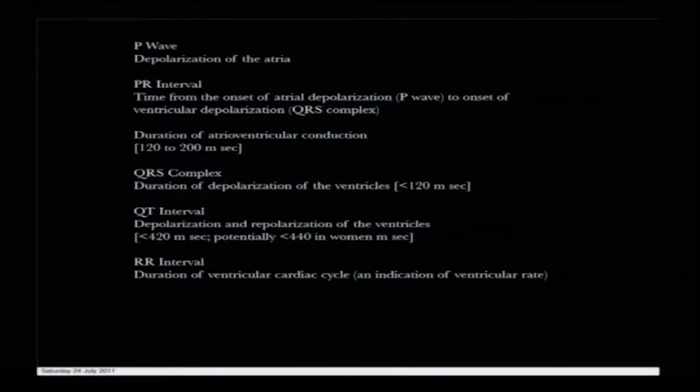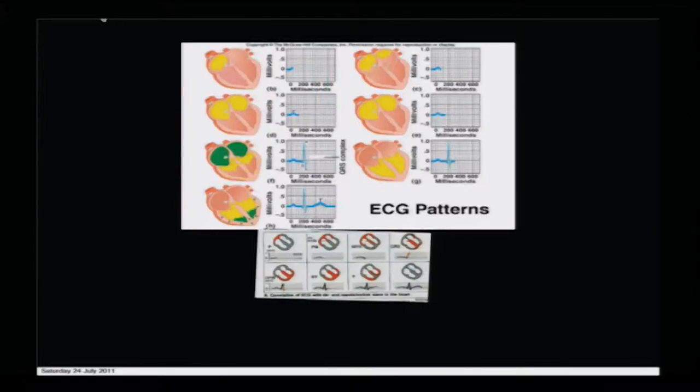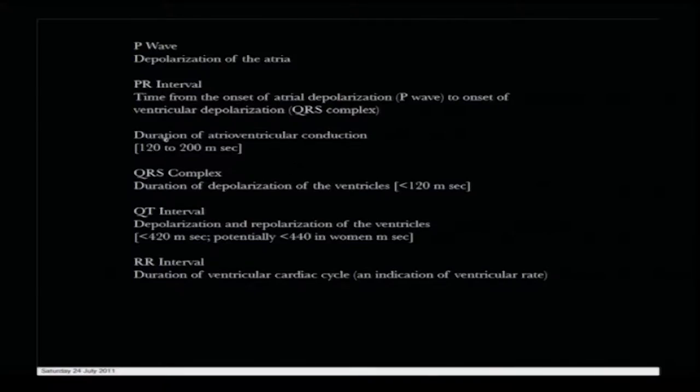Now, what do these individual waves stand for? The P wave stands for the depolarization of the atria. The PR interval is the time from the onset of atrial depolarization, that is the P wave, to the onset of ventricular depolarization. I told you that this is the process of depolarization, repolarization, depolarization, repolarization. So, the first part is the atrial depolarization: the upper chambers are getting depolarized, where the P wave is getting generated. If you correlate this with this picture, this is the depolarization process which is going on. So now coming back, this is where atrial depolarization leads to the onset of ventricular depolarization.